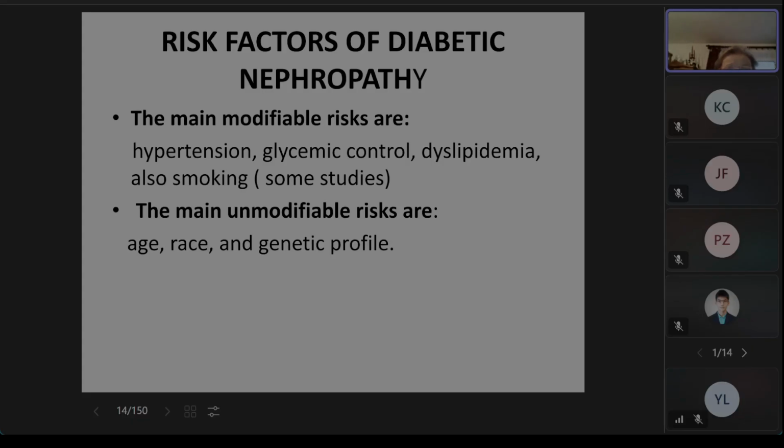don't claim so. As regards unmodifiable risk factors, these are age, the elderly age, and race. Black people are much more frequently affected by diabetic nephropathy, and finally the genetic profile.